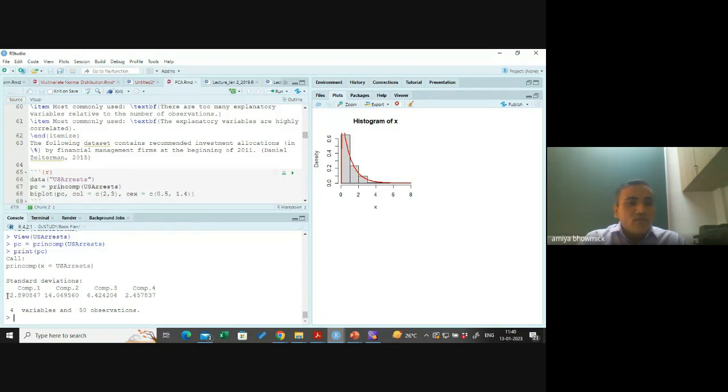So component 1, this one, component 2, this, and component 3, this one, and component 4 is this one. So these are the standard deviations of the components. As you observe, the first component has a very large value as compared to others. So that means the first component itself explains a lot of the variation, right? So let me just get into this setting.